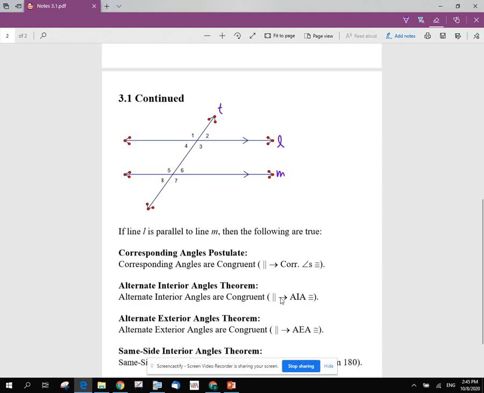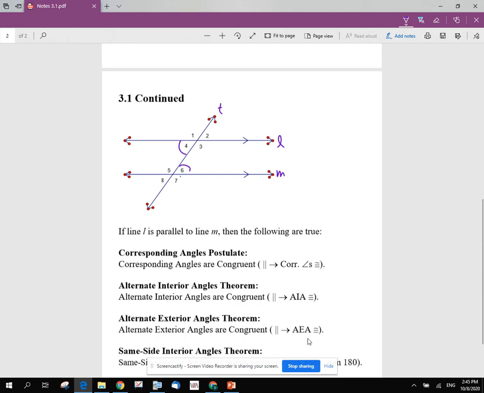Alternate interior angles are congruent. This says parallel lines implies alternate interior angles are congruent. That means that this angle and this angle are congruent. Angles 4 and 6 are congruent. In a proof, we could say angle 4 is congruent to angle 6, and we would justify that with parallel lines implies alternate, or AIA, congruent, right? Alternate interior angles are congruent.